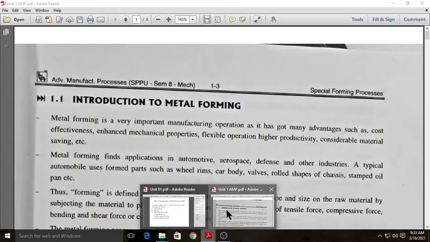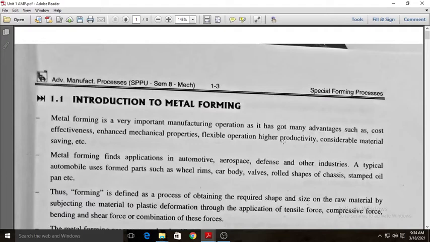Today we are going to see chapter number 1, which is special forming processes. In these special forming processes we are going to see the various processes through which we get the desired size and shape of the metal workpiece. Okay, so here we are going to start this.